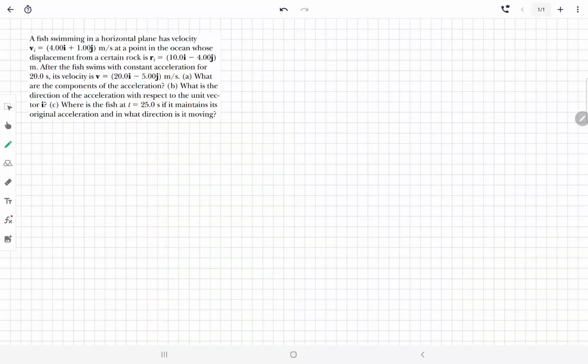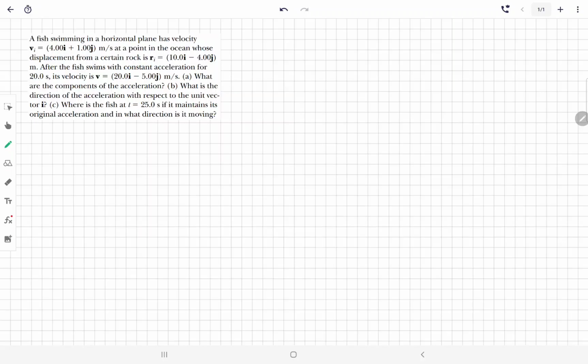So let's solve this problem by applying our template. First of all, let's read it carefully. A fish swimming in a horizontal plane has velocity given, and the point in the ocean whose displacement from a certain rock is, so displacement also given. After the fish swims with constant acceleration for 20 seconds, its velocity becomes the new velocity given. And what are the components of the acceleration? So first question, what are the components of the acceleration?